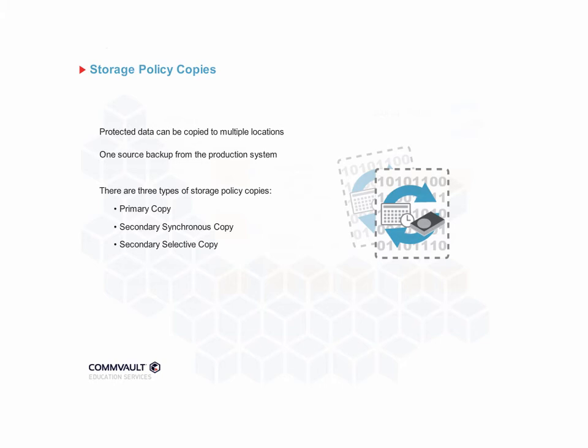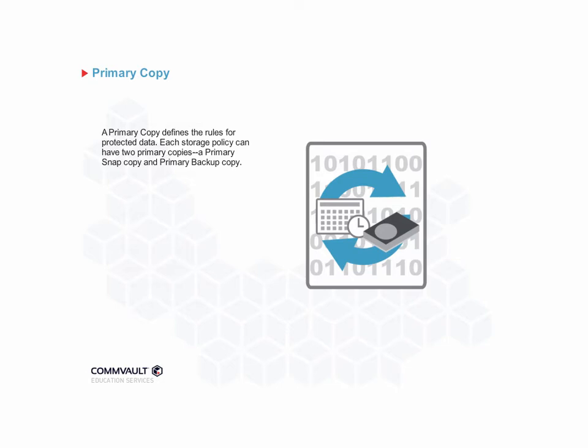The concept of storage policy copies is that protected data can be copied to multiple locations, such as a main data center and a DR site, by using one source backup from the production system. There are three types of storage policy copies: primary copy, secondary synchronous copy, and secondary selective copy. A primary copy defines the rules for protected data.